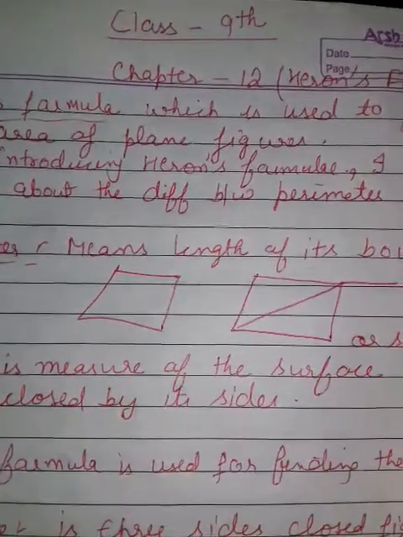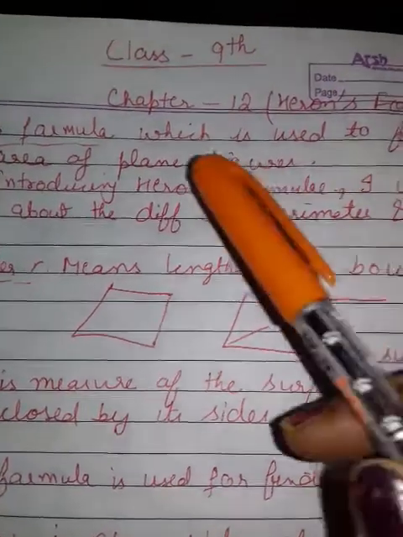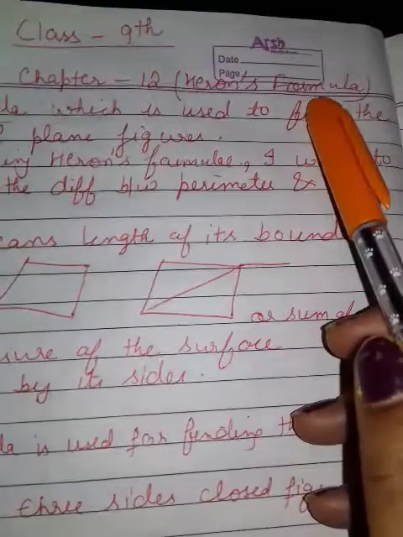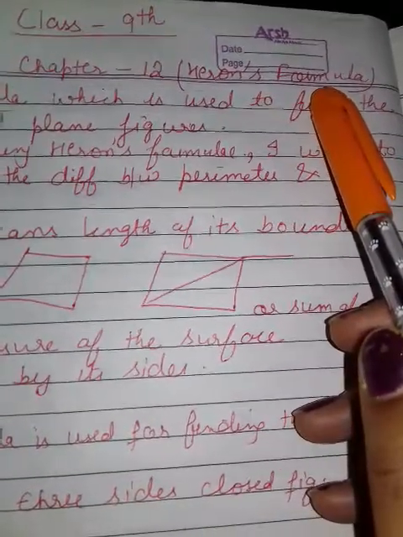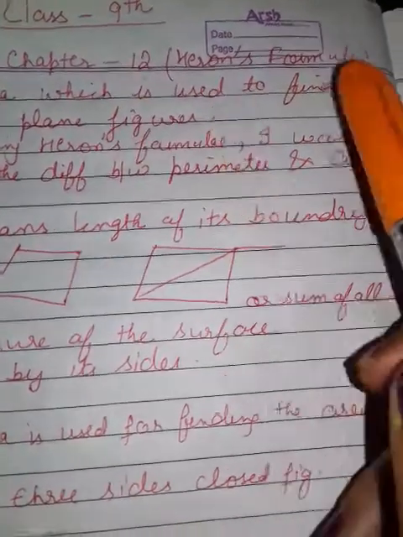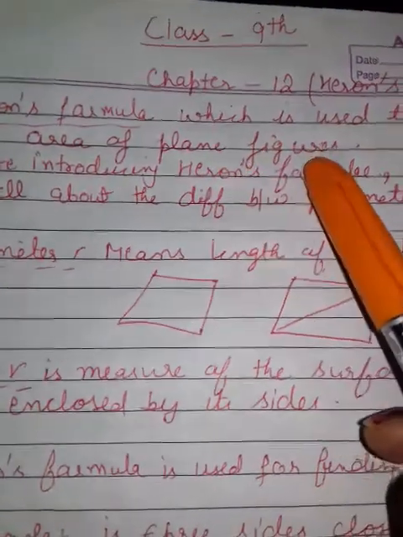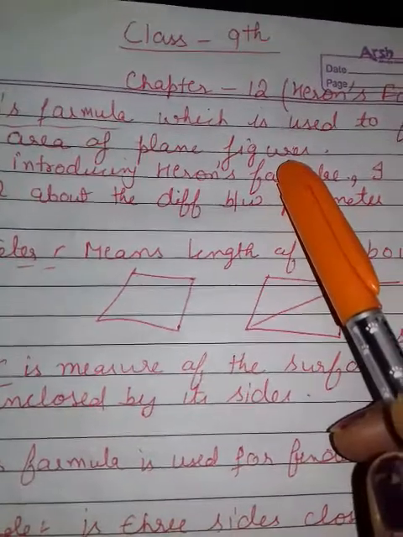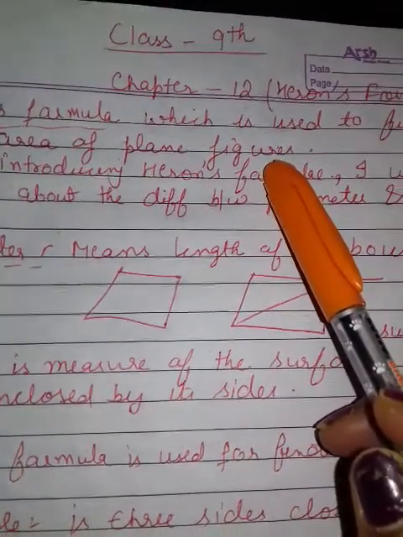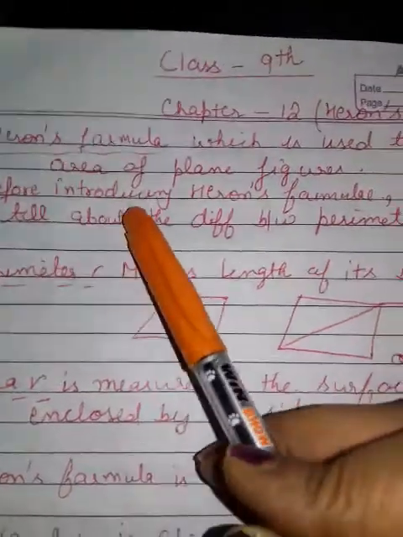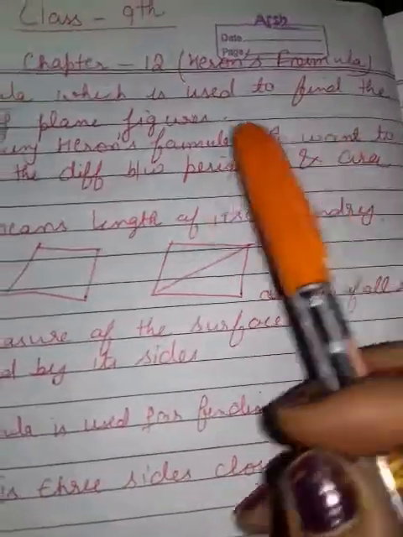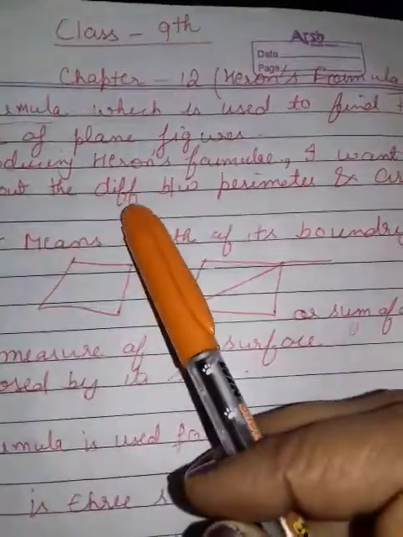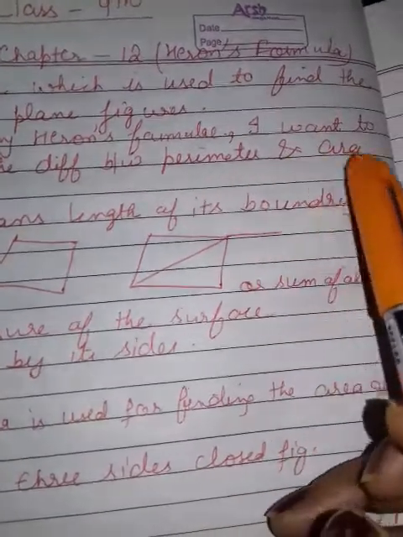Friends, let us discuss the concept of class 9th, chapter 12th, Heron's formula. What is Heron's formula? It is used to find the area of plane figures, like triangle, quadrilateral, trapezium, any shape. Before introducing Heron's formula, I want to tell about the difference between perimeter and area.